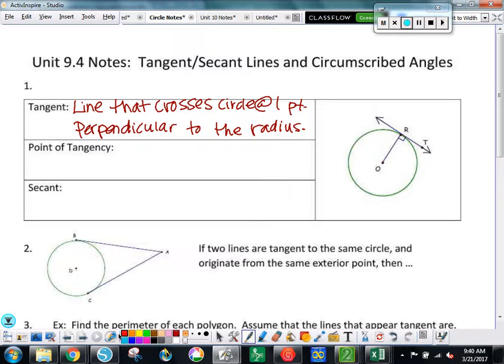So looking at this picture, which line crosses the circle at just one little tiny point, skims the side? TR? And if you're going to name a line, it needs to have the two arrows on top of it. So line TR is the tangent line.